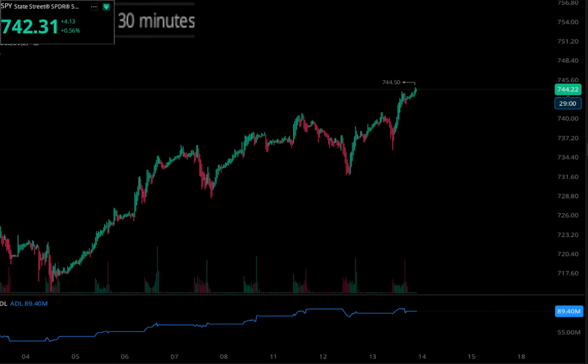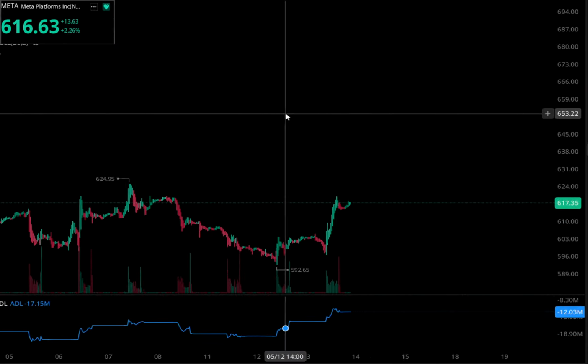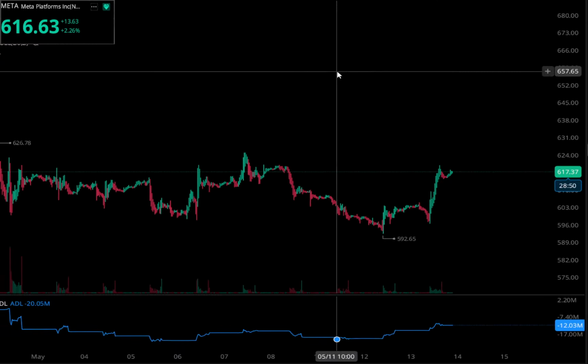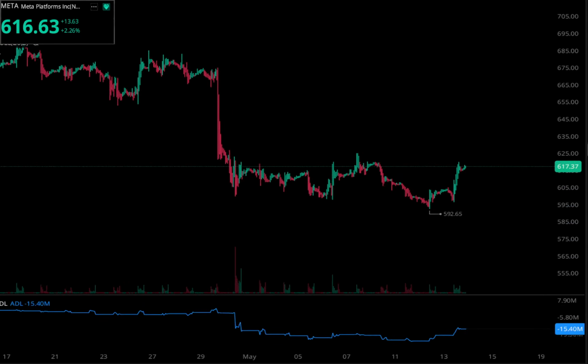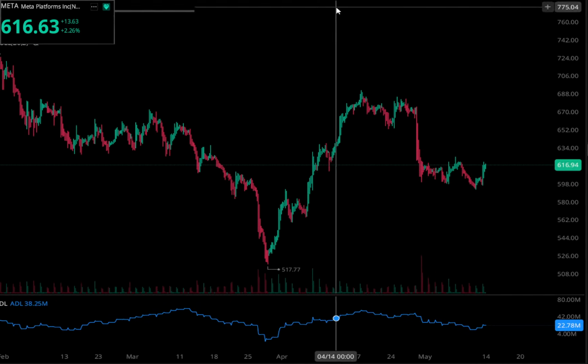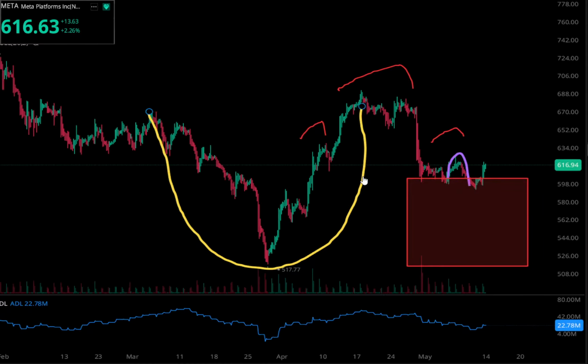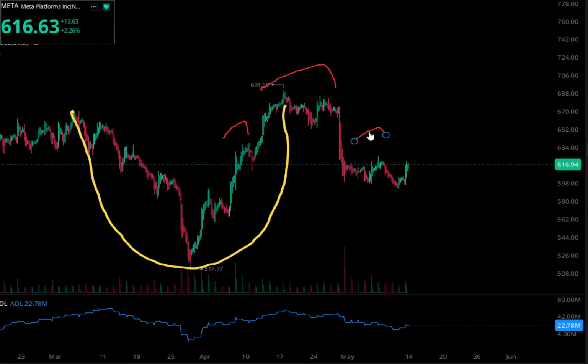I actually just want to pull up a different chart. Let's try with Meta. See what Meta's got here. So let's turn on the drawings. Oh, I spoiled that one. Apologies.